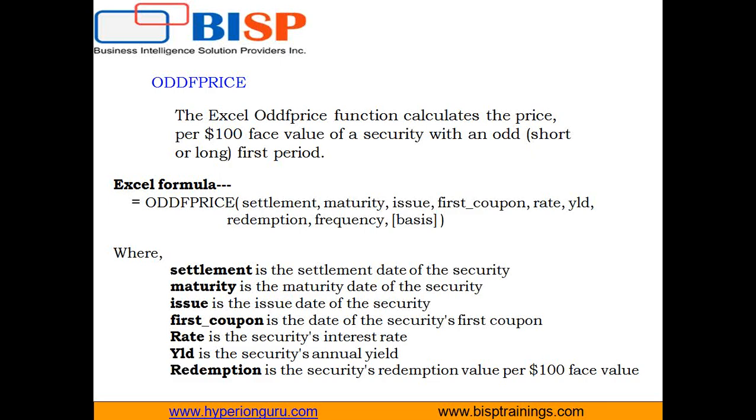Then we have the first coupon date, the first day that interest is paid to you, the bondholder. And then the coupon percentage, the amount of money paid based on your investment. Then the yield, the amount that your investment appreciates over a year. Then we have the redemption value, the amount of money you get for the security for $100 of face value.